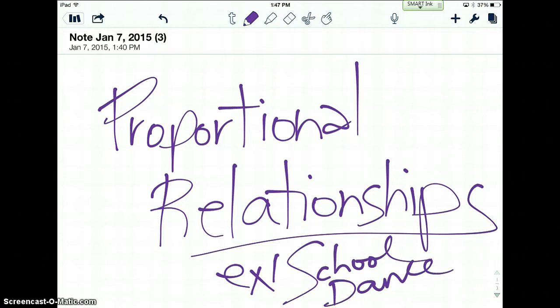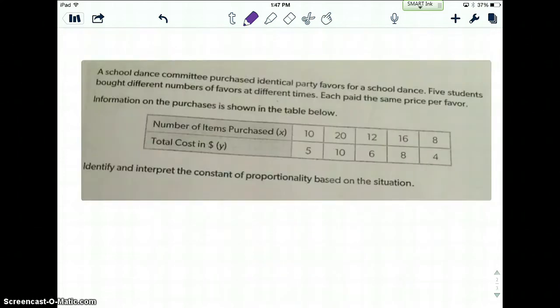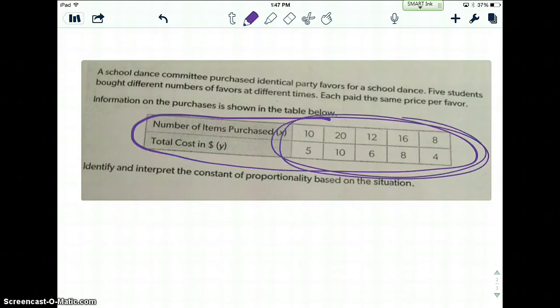Okay? All right. So this school dance problem, you do not need to write out this whole thing, but I would definitely write in the numbers that you see in this table. And I'll rewrite them so you can wait. So a school dance committee purchased identical party favors for a school dance. 5 students bought different numbers of favors at different times. Each paid the same price per favor. Information on the purchases is shown in the table below.